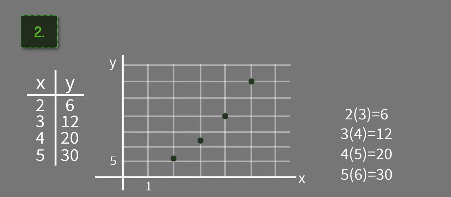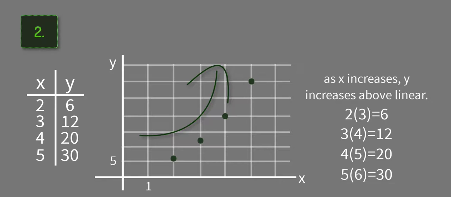With this, it looks like there's somewhat of a curve. The further we go up, the steeper the curve gets. So essentially that would be our pattern. As x increases, y increases, you could say above linear, since if we drew a line, it would be below where these points are. So it raises in a curve.